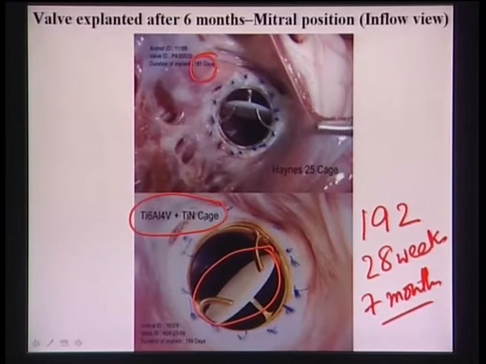So, we are comparing with titanium nitride coating and without titanium nitride coating, after the valve is explanted after 6 months. What you can see roughly is that this material has a much better performance compared to the other material.